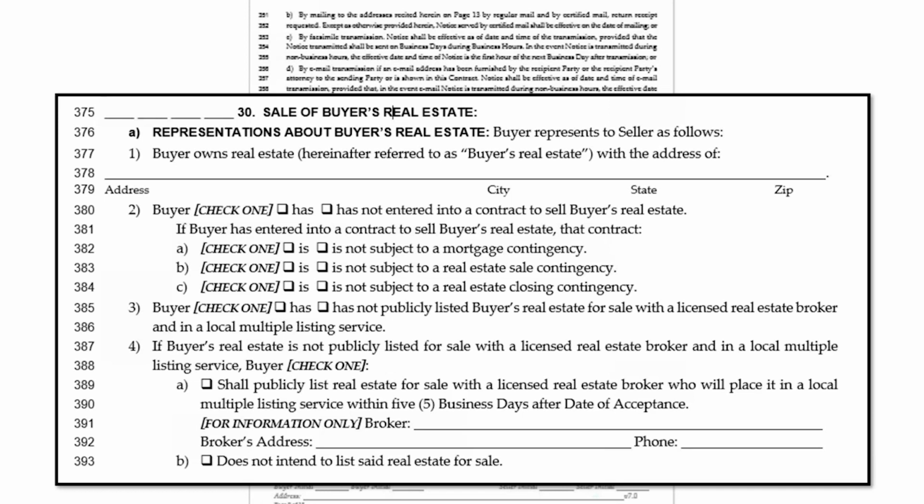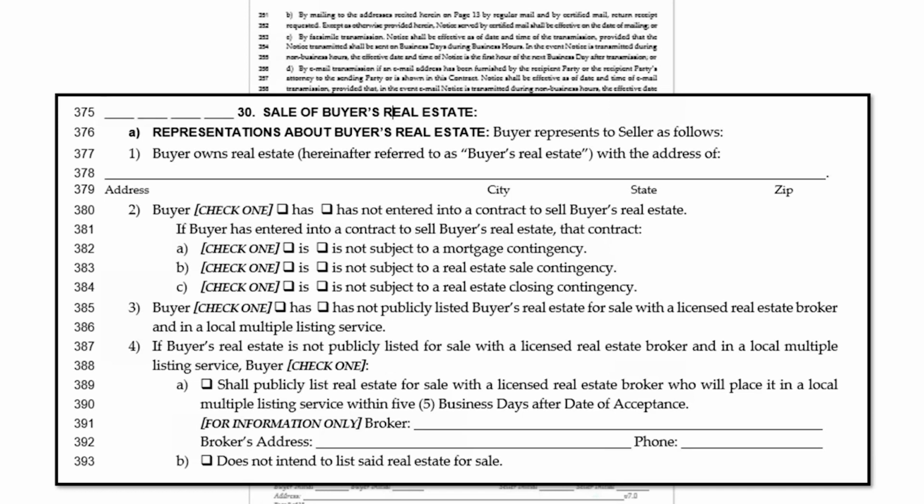And then it says if buyer's real estate is not listed for sale. So now, if you checked has listed the property, then you would not have to do 4 because it says buyer's real estate is not publicly listed. So let's go back to 3. If you check the box that says has not listed their house for sale, what is your buyer intending to do with their house? 4A says, he shall publicly list the real estate for sale within 5 business days after date of acceptance, and this is who they're going to list it with. And if they don't know who they're going to list it with yet, they don't have to fill it in because it's for information only.